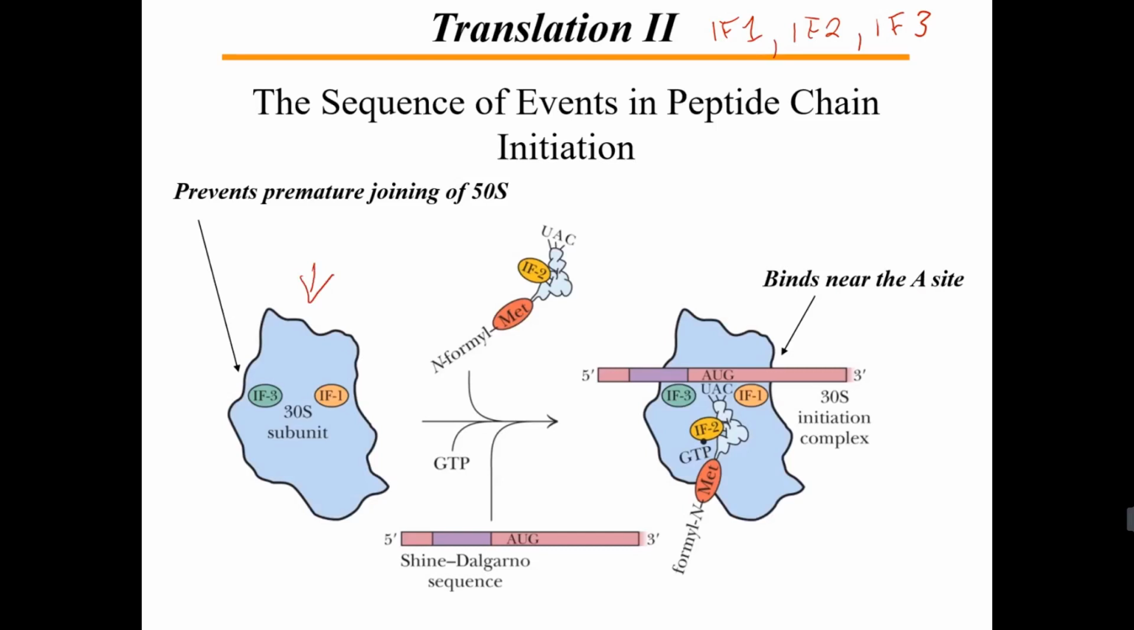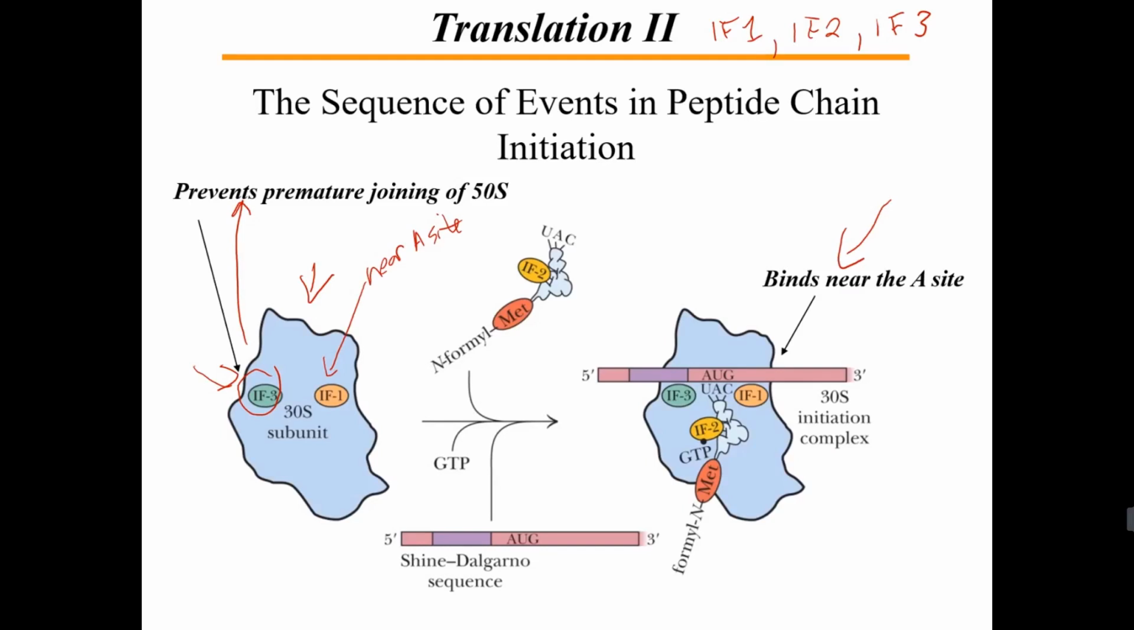And binding of the IF3, which is over here, prevents the 30S from prematurely joining with the 50S to form a dead end 70S complex, which is actually devoid of mRNA and the formyl-met tRNA initiator. Okay, so you need to have the binding of the IF3 over here to prevent the premature joining of the 50S. IF1 then binds near the A site, and I have it depicted over here as well.